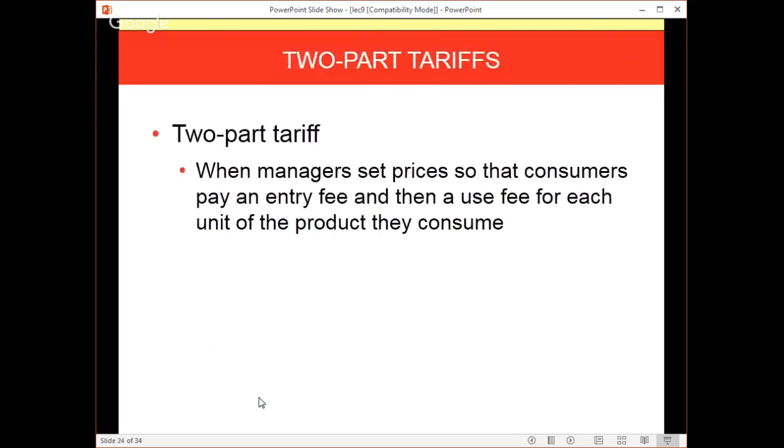The next thing I want to talk about is a two-part tariff. And basically this was the cover charge and stuff that I talked about in second degree price discrimination. Do you have a question?